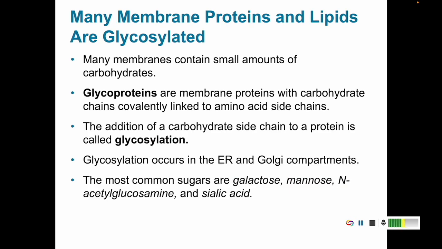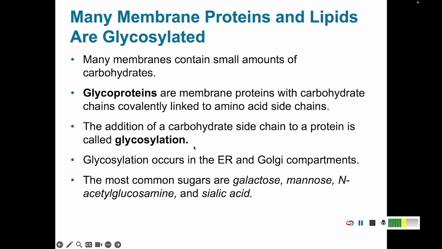Many membrane proteins and lipids are glycosylated. Do you remember that word glycosylated? That means we're adding a sugar side chain onto a protein. So a lot of membranes contain some sugars on them. A glycoprotein, or a protein with a sugar, is going to be a membrane protein that has a sugar group covalently bonded onto that amino acid polymer. So when you add that carbohydrate side chain, that is what the process of glycosylation is.